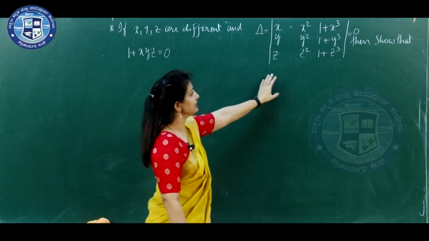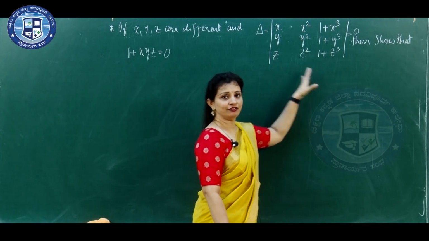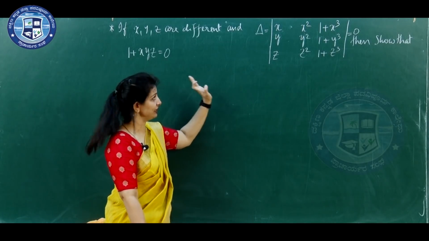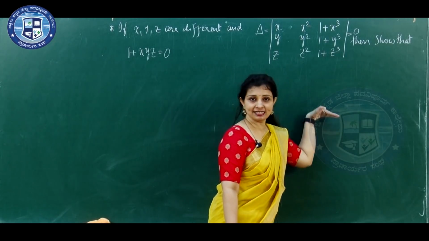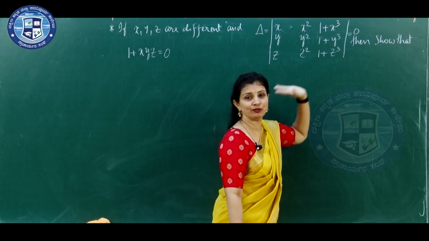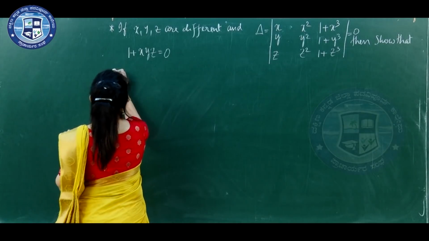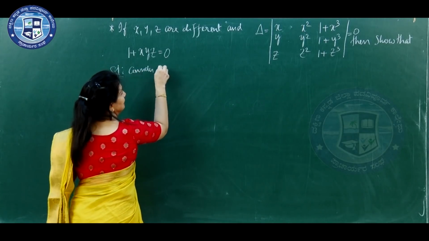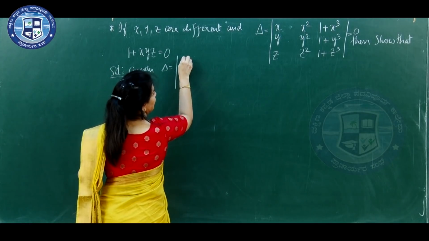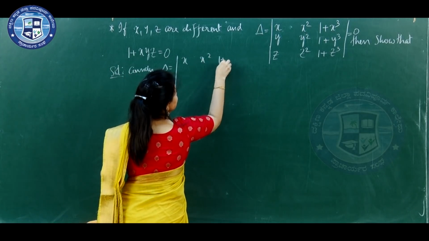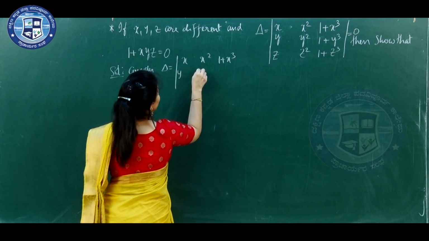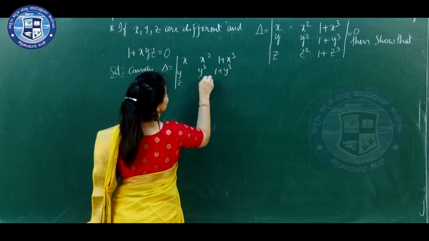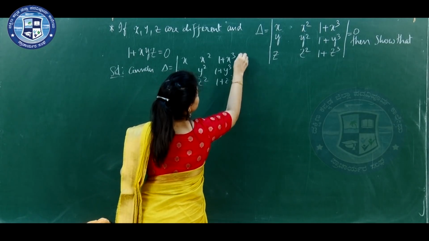So what is given here we will consider always. If something we have to prove, here we have to prove 1 plus xyz is equal to 0 means what is given we will consider the same, that is determinant value is equal to 0 is given. So solution, consider delta is equal to x square 1 plus x cube, y square 1 plus y cube, z square 1 plus z cube is equal to 0.